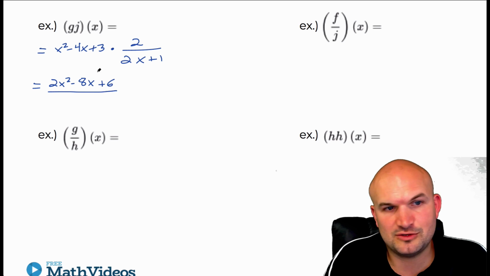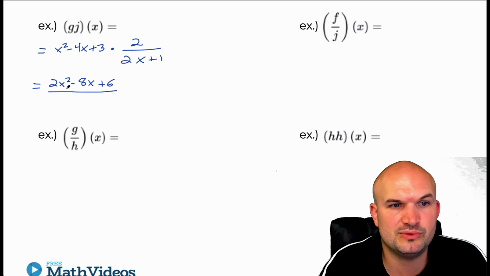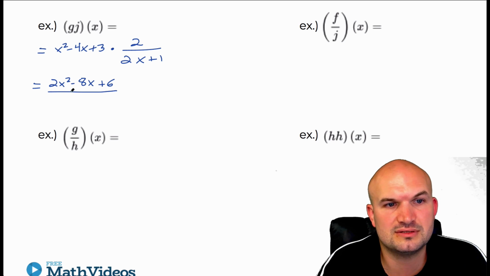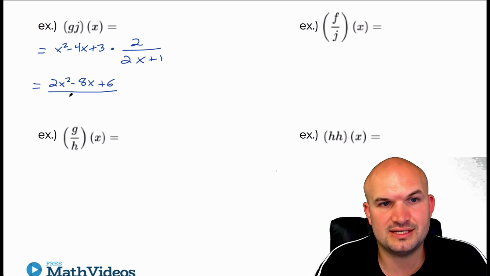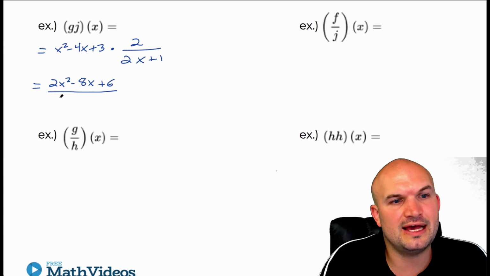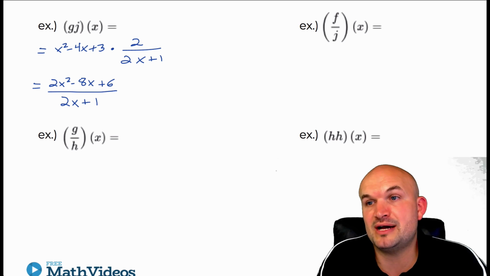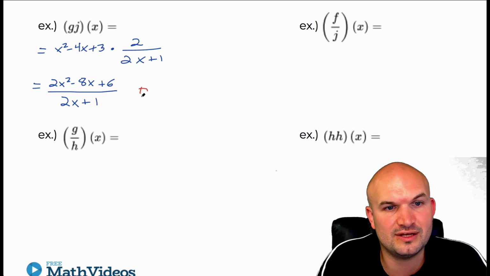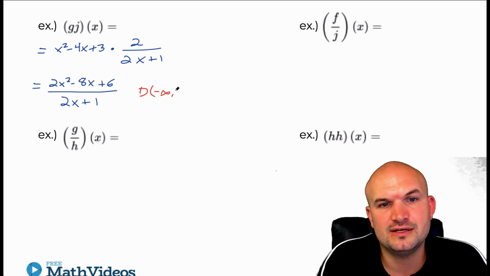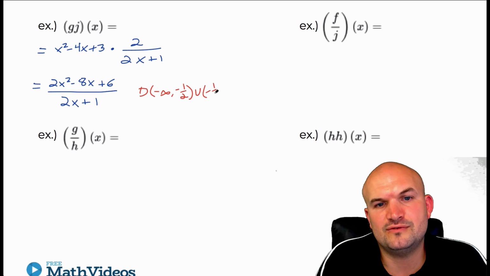This is non-factorable with 2x plus 1, because you can see in this case the 2 does not produce that factor. And therefore that's just going to be all over 2x plus 1. And then again, you can see my domain restriction is taken over here. So that's going to be negative infinity to negative 1/2, union negative 1/2 to infinity.